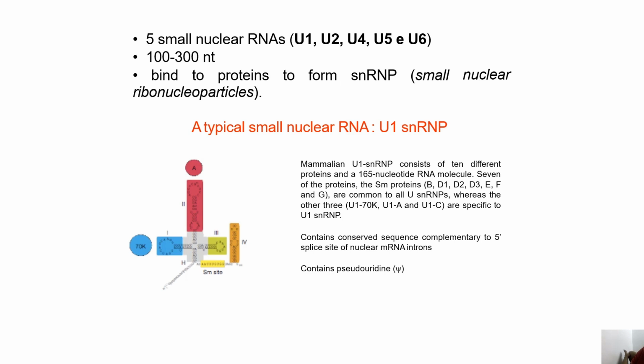factors. So you have 5 small RNAs U1, U2, U3, U4, and U5 that bind to proteins to form snRNPs, which the mammalian snRNP consists of 10 different proteins, such as small nuclear RNA molecules. Even all of the proteins, the same proteins are common to all snRNPs, whereas the other genus contains at least a conserved sequence complementary to splice of a nuclear mRNA intron.